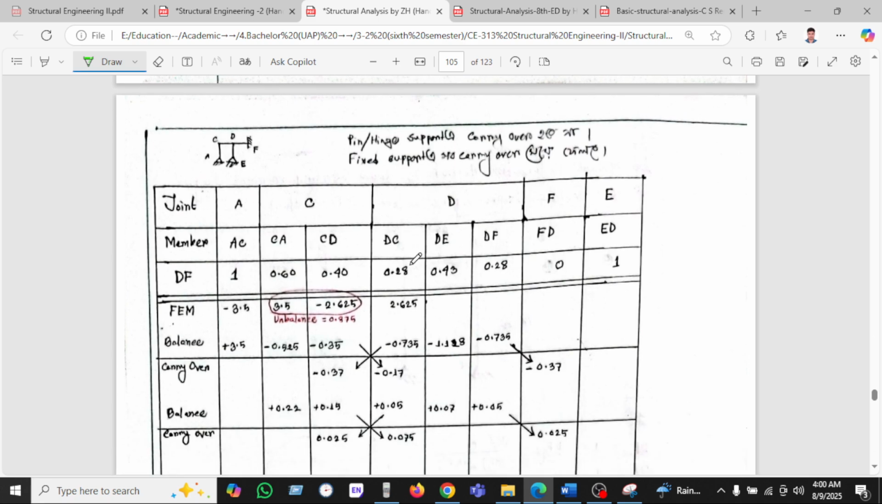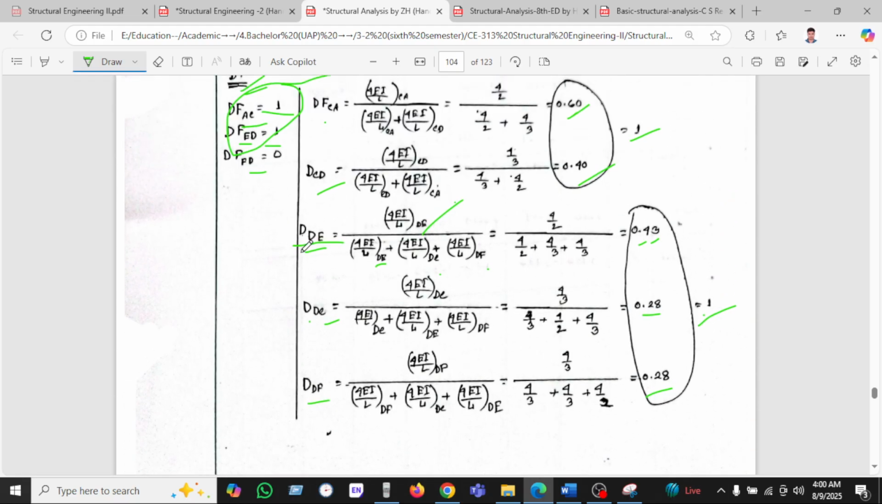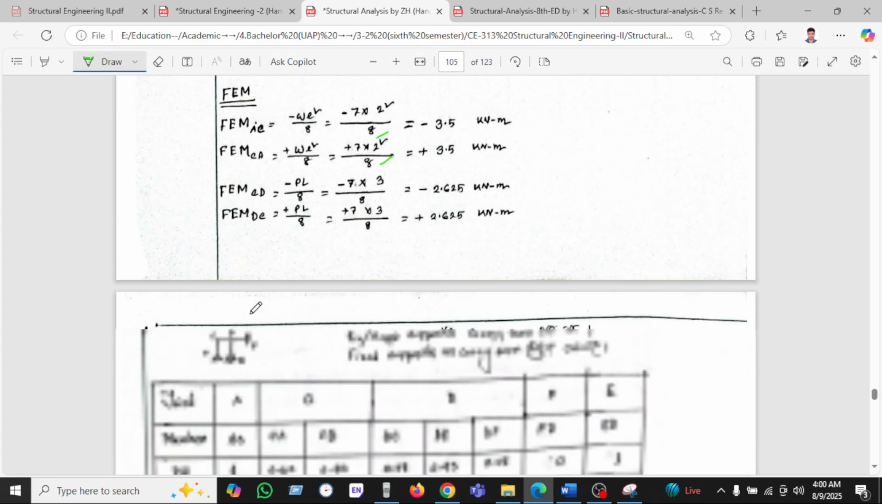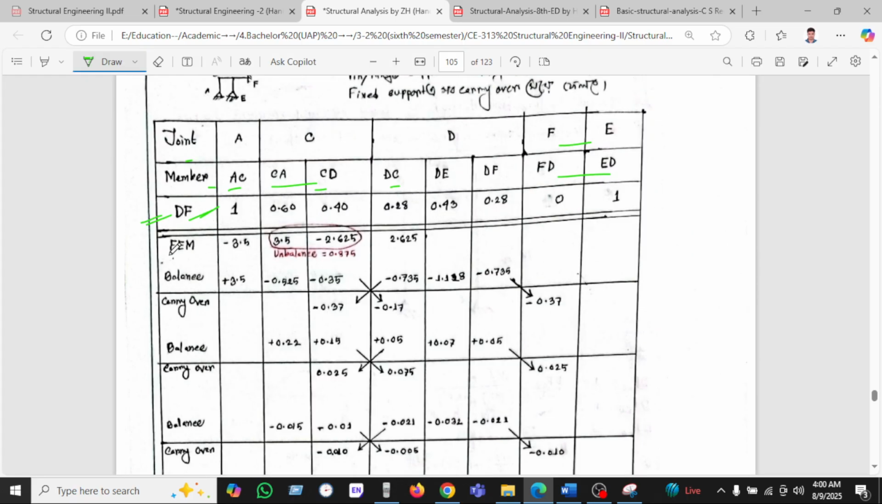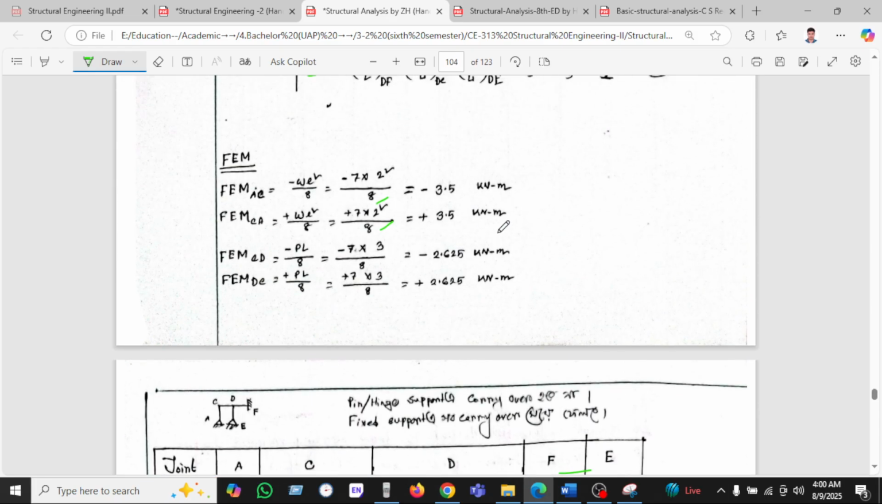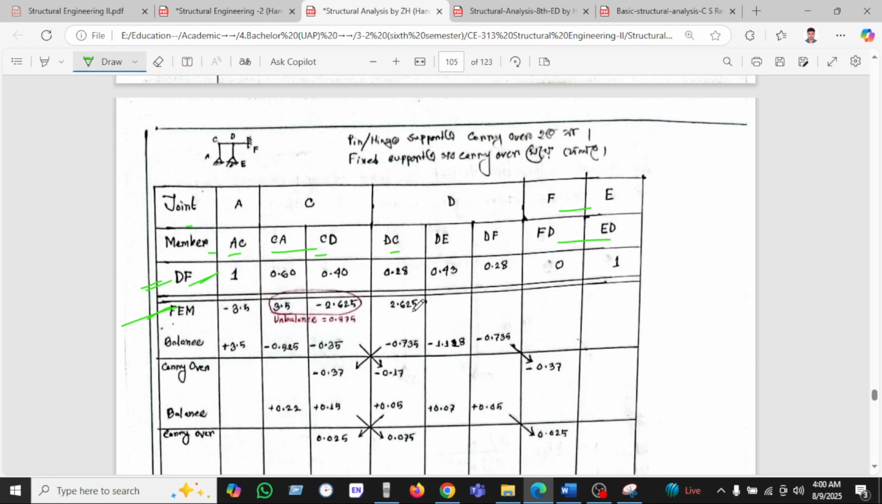Okay. So this is our diagram we have been seeing: joints A, B, C, D, E, F, and members AC, CA, CD, and DC, DA, DF, and FD. All these members and distribution factors have been found here. We take all the distribution factors here, and the fixed end moments. All the fixed end moments, I have taken here.